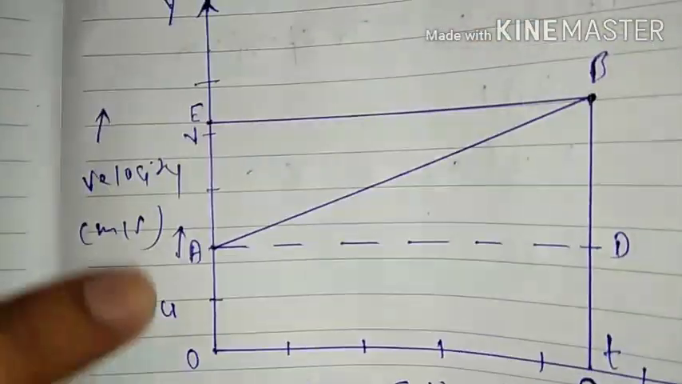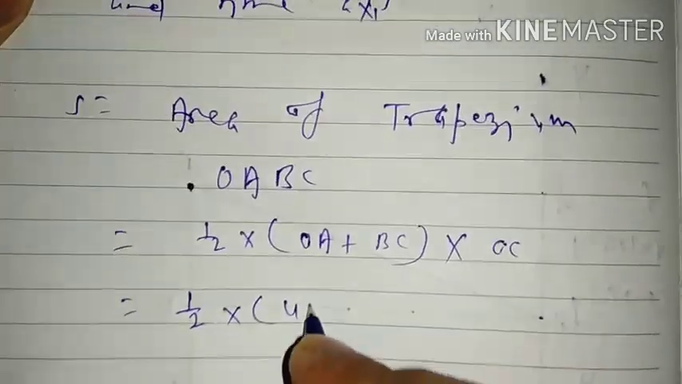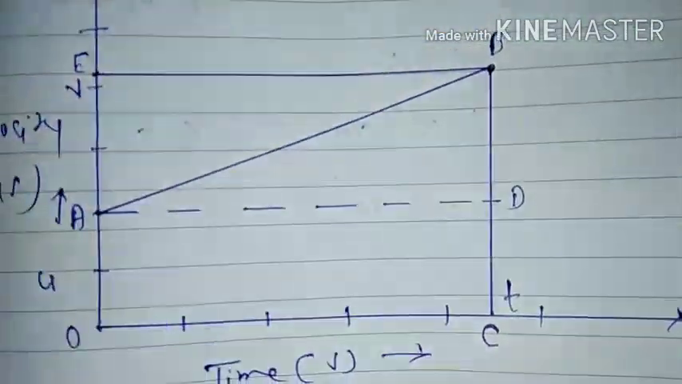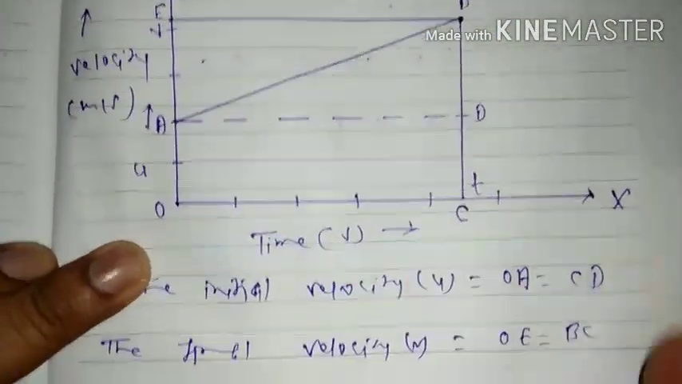What is the value of OA? See, OA is equal to u. So this is equal to u. This plus BC. See, BC is equal to OE is equal to v. This is the sum, and this into what is the value of OC? OC is equal to T here. It is time interval T.